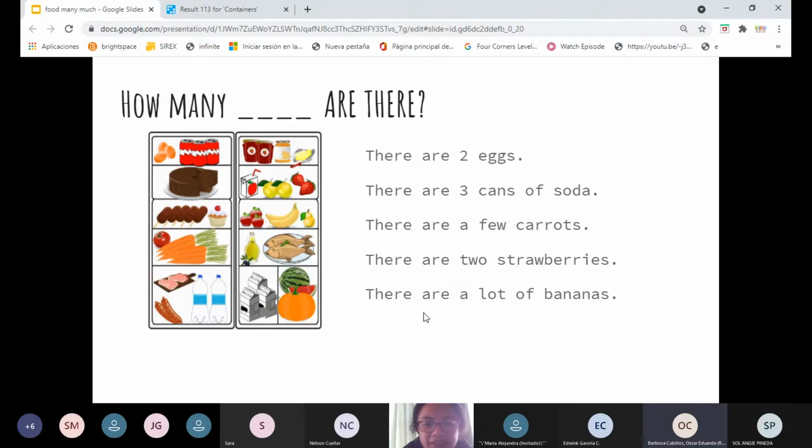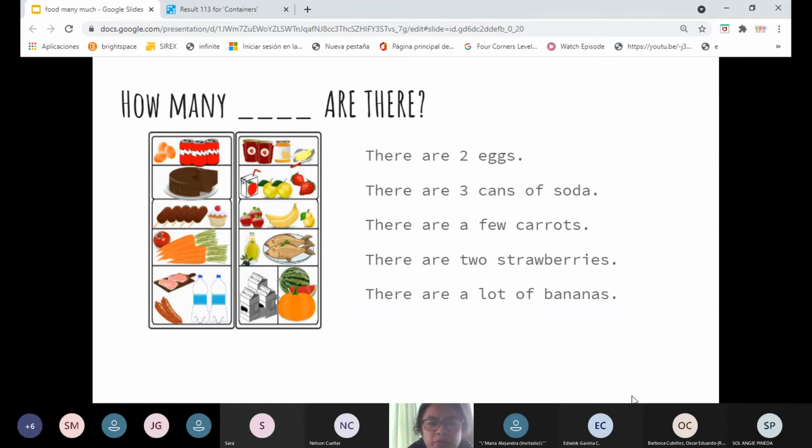Yes. So in the answer, there are a lot of bananas. Do you agree, guys? ¿Están de acuerdo? There are a lot of bananas? No, teacher. What's the correct answer? There are a few bananas. There are few bananas. Okay. So we have, guys, the questions there. How many are there? Other possibilities.